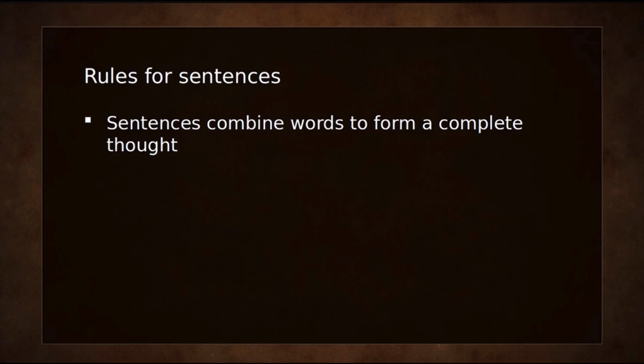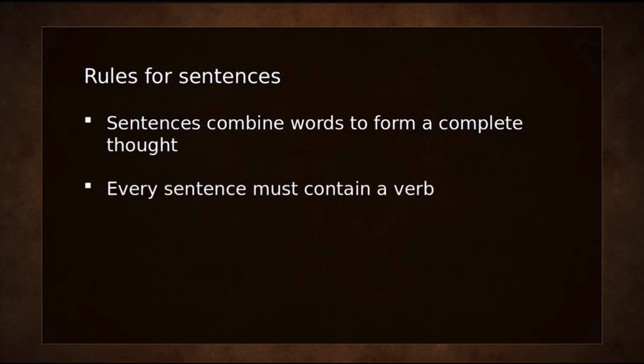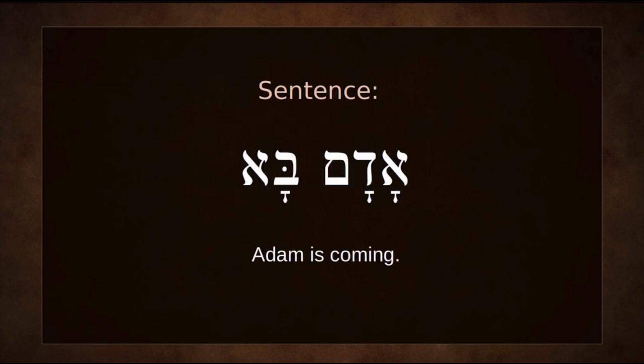A sentence is basically the smallest set of words we can use to make what we call a complete thought. It turns out that there are certain parts of speech that a sentence must have in order to make sense. So, we need at least one verb in every sentence. In our example sentence, Adam ba, it wouldn't work to just say Adam. That's not a complete thought by itself, because what are you telling me about Adam? But when you add the verb, you've completed the thought.